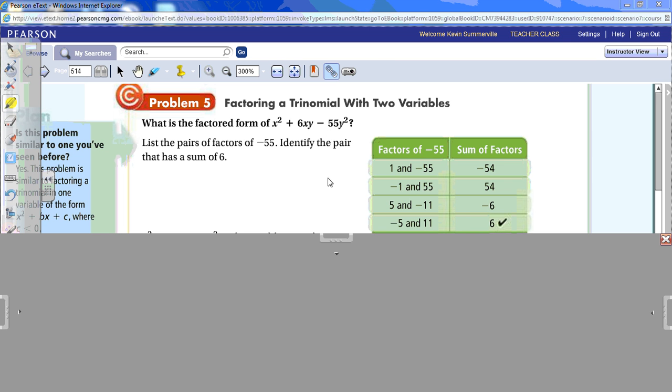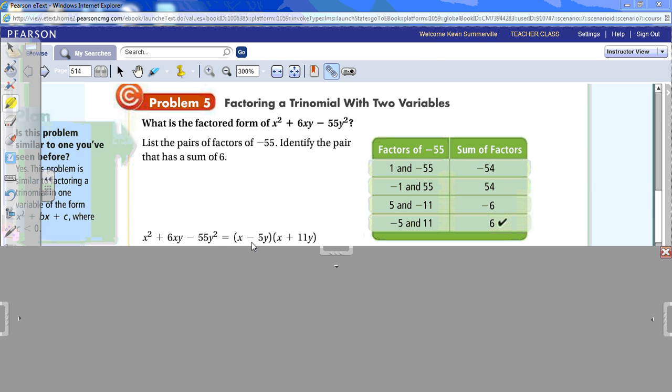But what do we do to get that y squared? When we put our numbers into our final answer, we put a y at the end next to the 5 and a y at the end next to 11. So when we multiply these two, we get -55, and y times y is y squared. That gives us -55y squared.